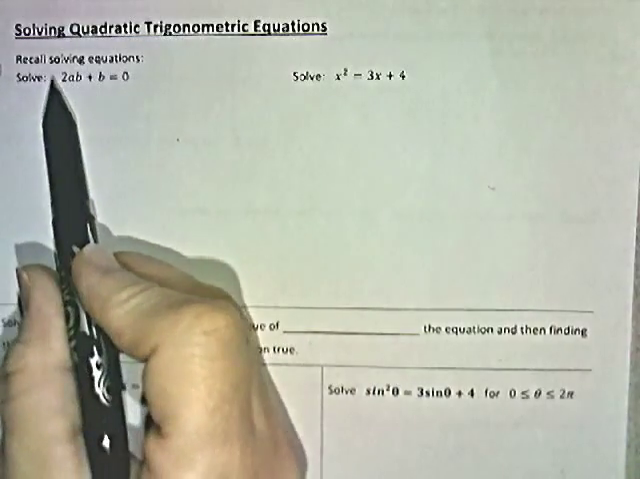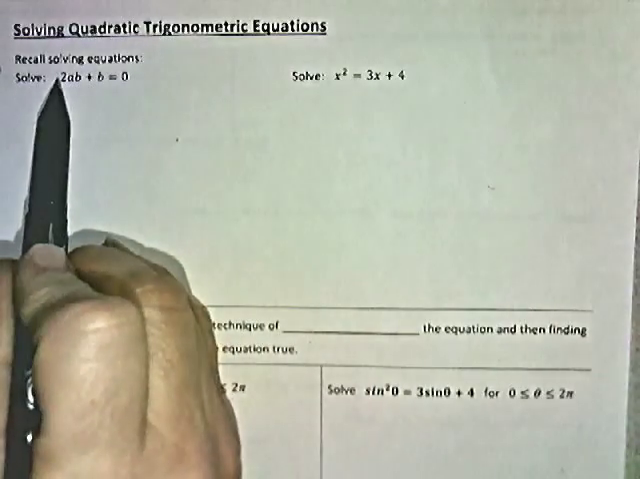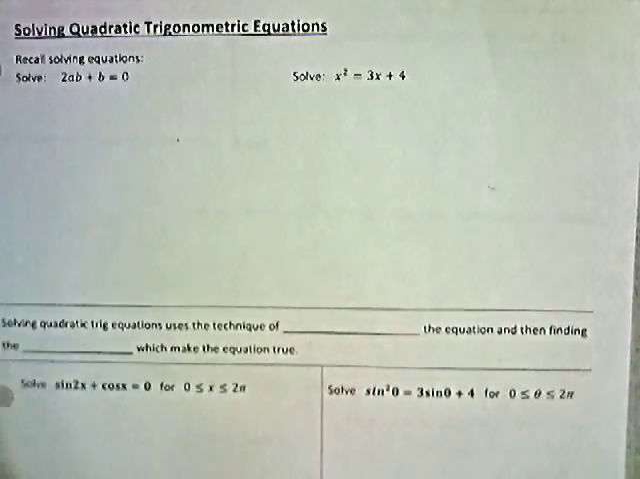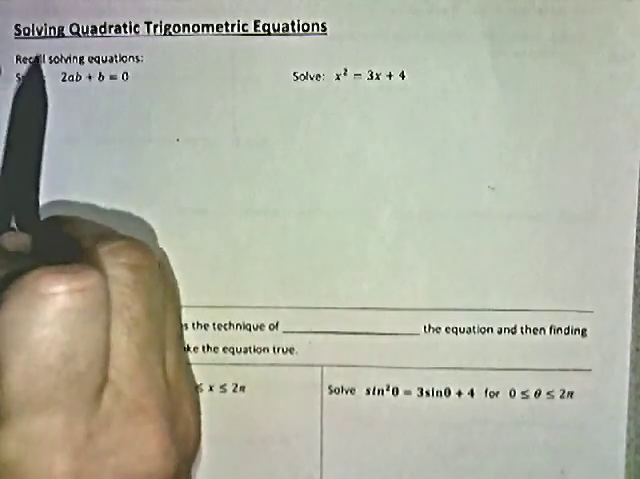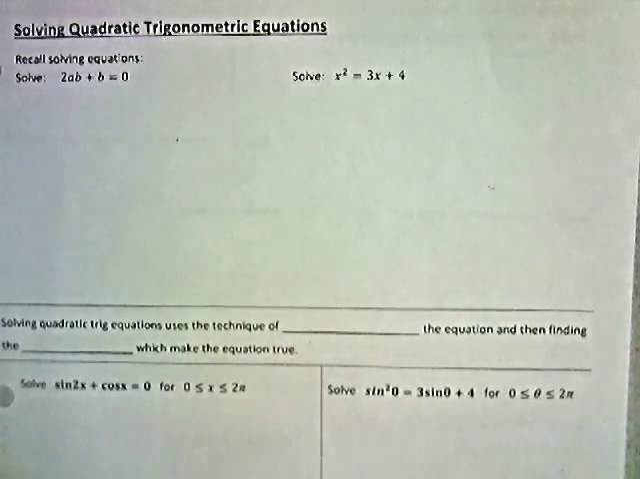In a situation like this where we have 2ab plus b equaling 0, and we're asked what values of a and/or b make that true, that's what solving asks. What values of the variable make this equation true?